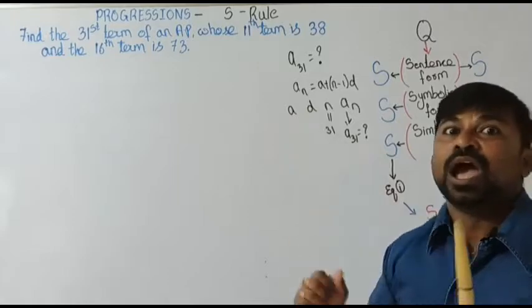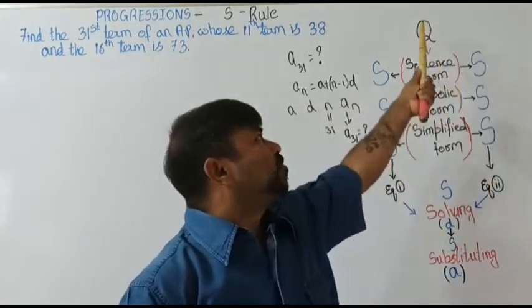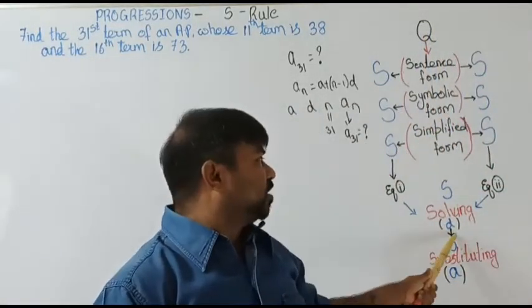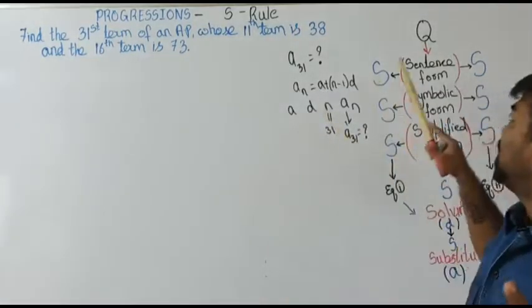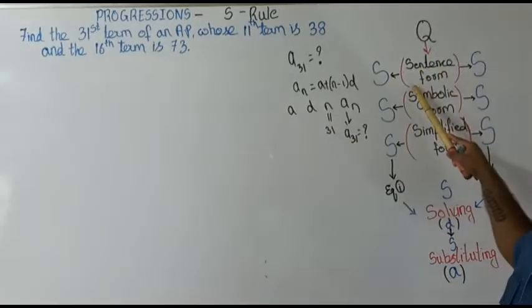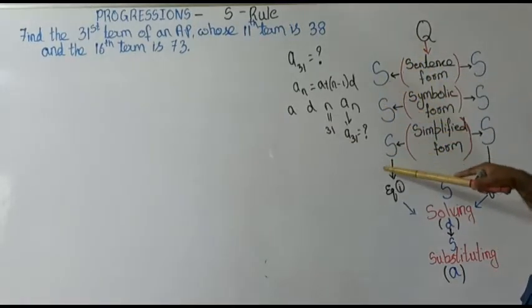A and D. How to get A and D? I'm going to follow this step. We will be getting A and D. Okay, let's go. Now, what is it saying? From the question, pick a sentence. I'm going in this direction first.